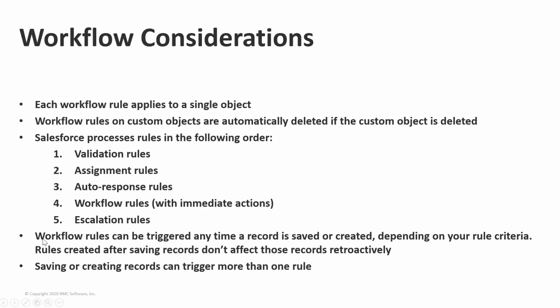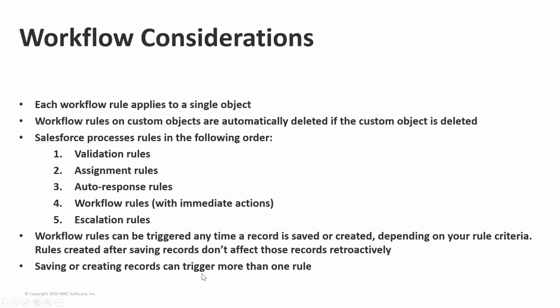Workflow rules can be triggered anytime a record is saved or created depending on your rule criteria. Rules created after saving records don't affect those records retroactively. So something that I would like to mention is that after you create the workflow and activate it, it will only apply for new records or the records that you are editing after you create the workflow. So existing records won't be triggered by this workflow. I mean, you need to modify the record or create a new record.